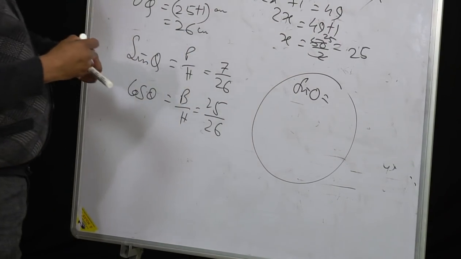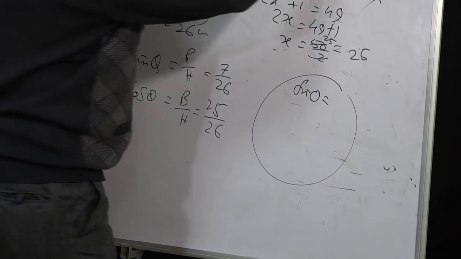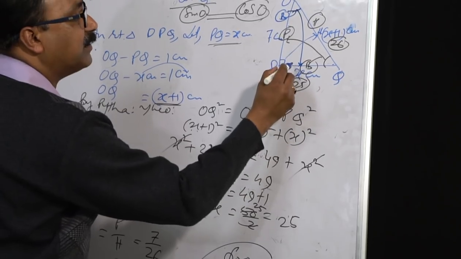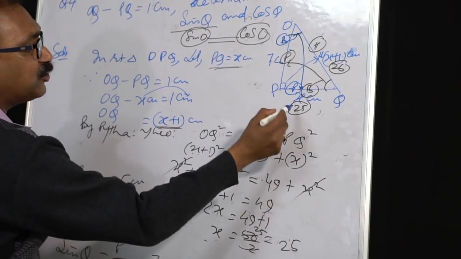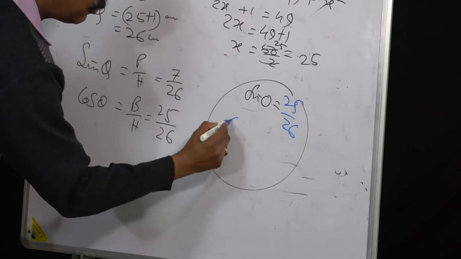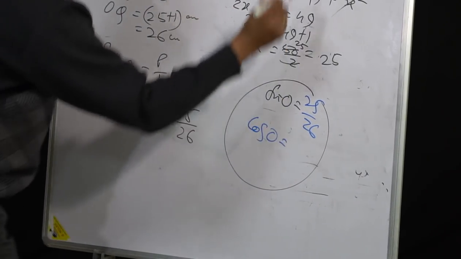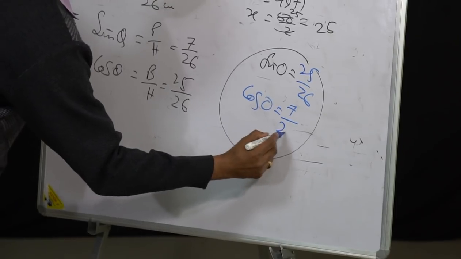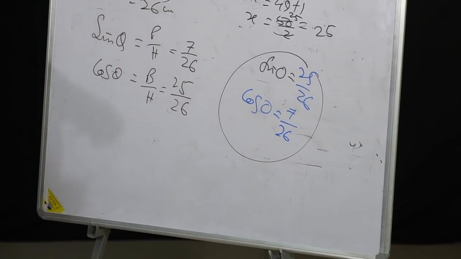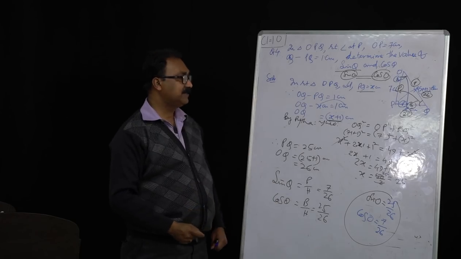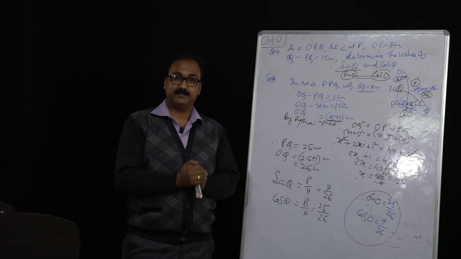If it is the acute angle, perpendicular will be here, base will be here. Like this, to understand. So, what is P by H? 25 by 26. What is cos O? If they are asking cos O, it is base by hypotenuse. That means 7 by 26. You can find tan O and everything. Understood now? With the help of this, you can solve the exercise questions also.